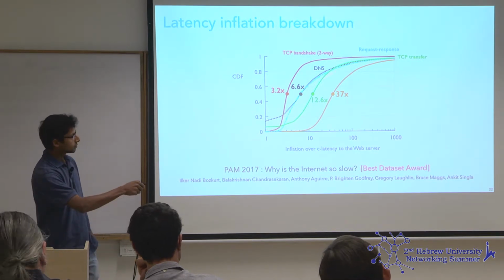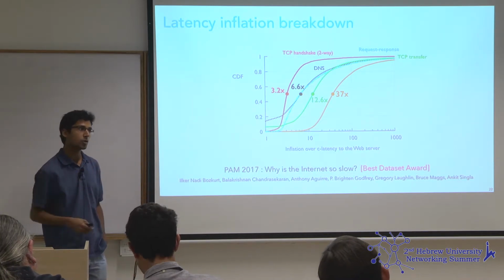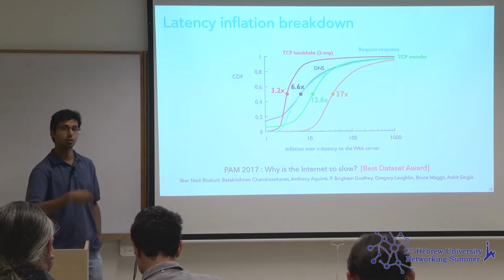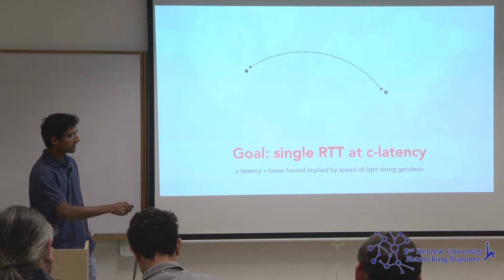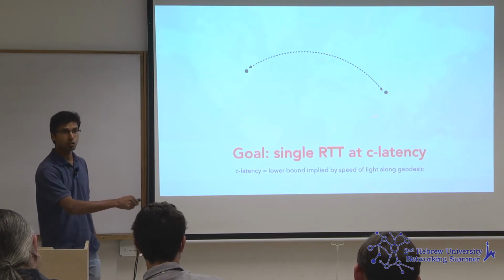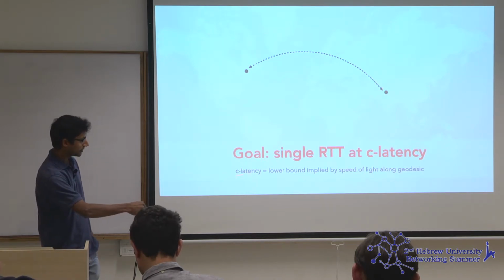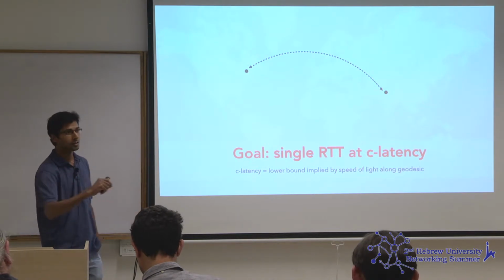So this picture often hides this aspect when people think about how the network stack affects latency. What's hidden is that the infrastructural latency is also important. So what you really want is a single RTT at C latency. So both of these are components. Again, I remind you that the C latency here is the lower bound implied by the speed of light in vacuum along the geodesic.